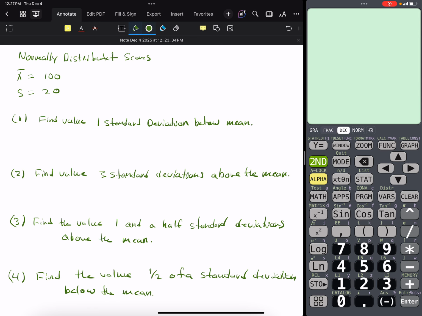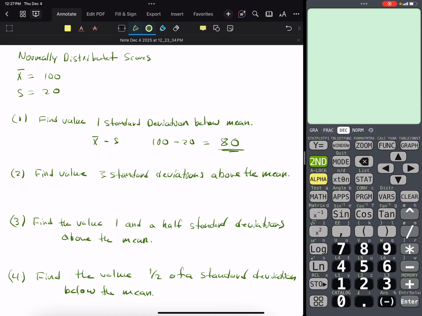If I'm asked to find the value that would be one standard deviation below the mean, what I would do is take my mean, my x bar, and subtract one standard deviation from that. Well, that works out to be 100 minus 20, and so my value here is 80.